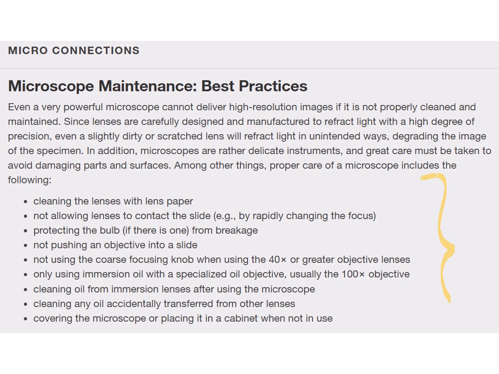Please take some time to review the best practices for microscope maintenance. Make sure you're always cleaning the lenses with lens paper after use. Let's see, don't use the coarse knob for those higher magnification objective lenses. Make sure you clean the oil from the oil immersion lens and check the other lenses.